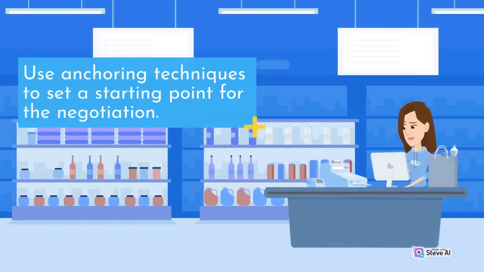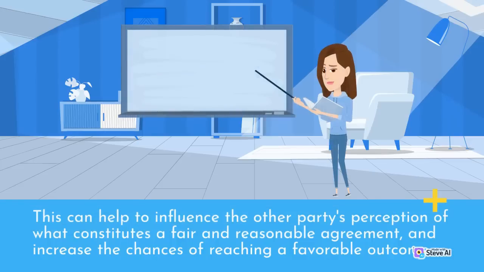Use anchoring techniques to set a starting point for the negotiation. This can help to influence the other party's perception of what constitutes a fair and reasonable agreement, and increase the chances of reaching a favorable outcome.